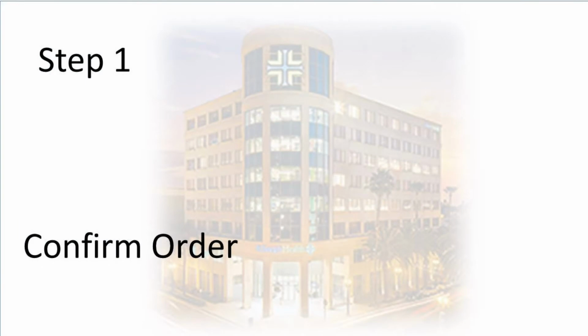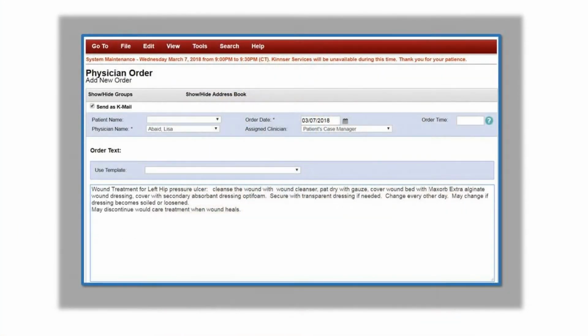Step 1. Confirm the order. For this patient scenario, the wound care order states: wound treatment for left hip pressure ulcer. Cleanse the wound with wound cleanser. Pat dry with gauze. Cover wound bed with Max Zorb Extra Alginate wound dressing.